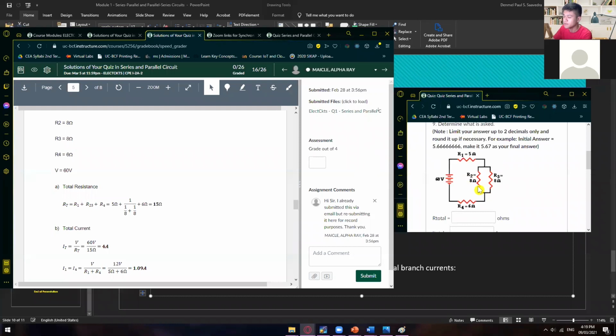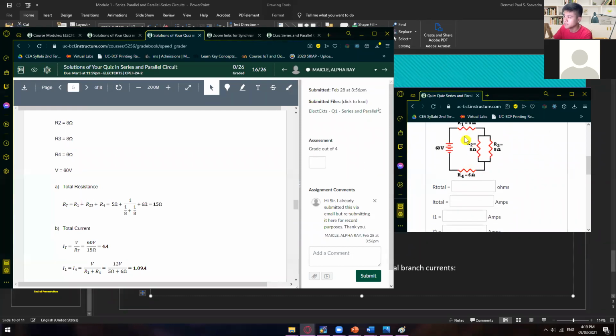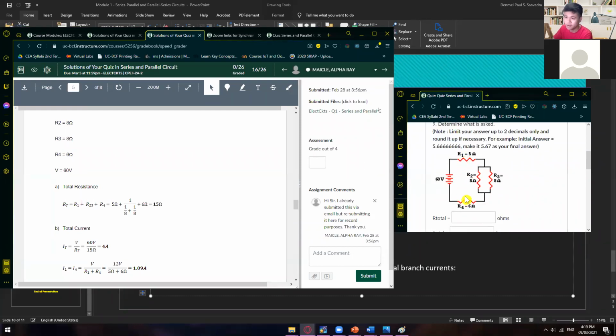For you to be able to get the R total, just add the R1 and R4 first, and then get the combined parallel output of the R2 and R3, which could be something like this: 1 divided by 1 over 8 plus 1 over 8. And then plus 5 ohms for the R1 and plus 6 ohms for the R4. Just use your calculator and you will get 15 ohms.